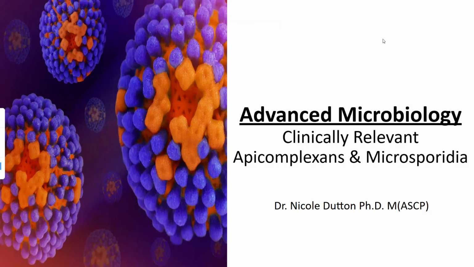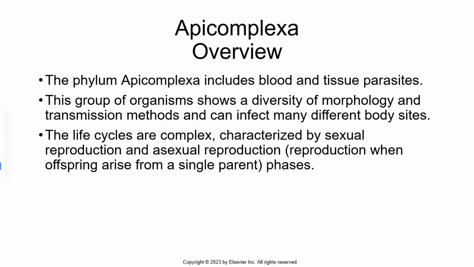Clinically relevant Apicomplexans and Microsporidia. So starting with Apicomplexa, the phylum Apicomplexa includes blood and tissue parasites. These groups of organisms show a diversity of morphology and transmission methods and can infect many different body sites. The life cycles are complex, characterized by sexual reproduction and asexual reproduction.